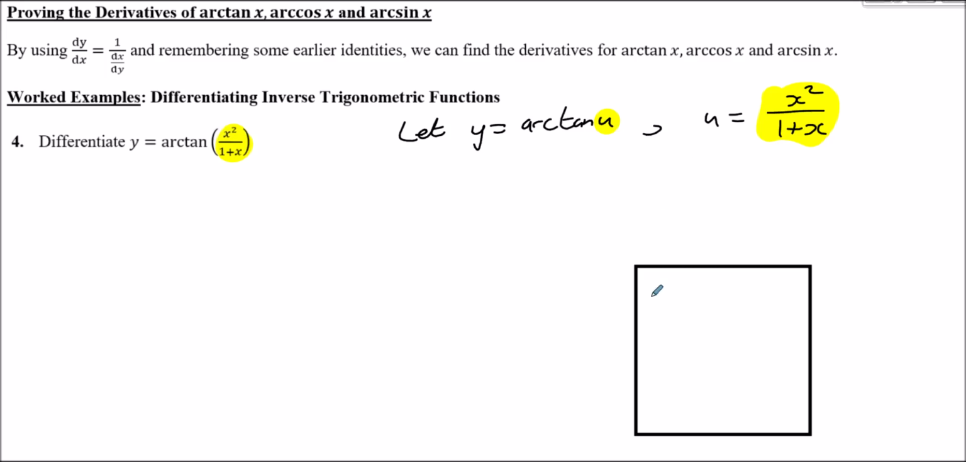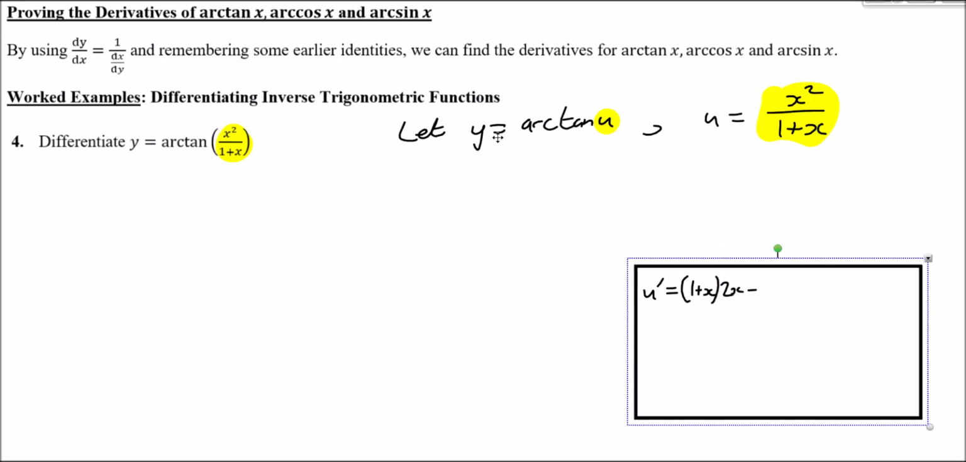To do u dashed, we take the denominator, which is 1 plus x, times the derivative of the top, which is 2x, then minus the numerator, which is x squared, multiplied by the derivative of the bottom. The derivative of 1 plus x: 1 differentiates to nothing, x goes to 1. That's all over v squared, the bottom squared, so 1 plus x squared.